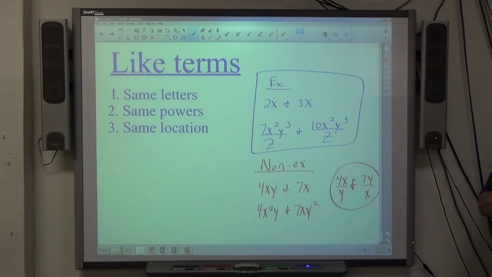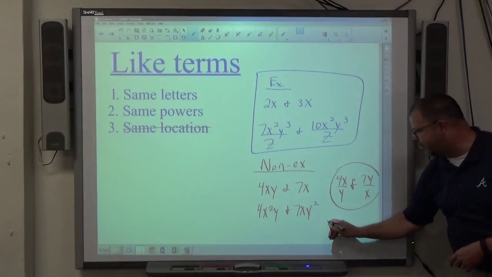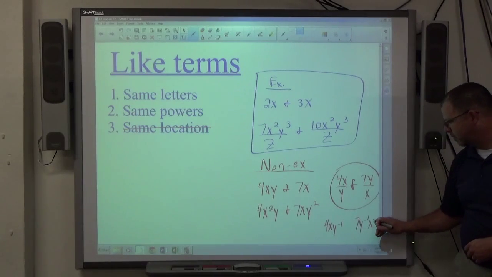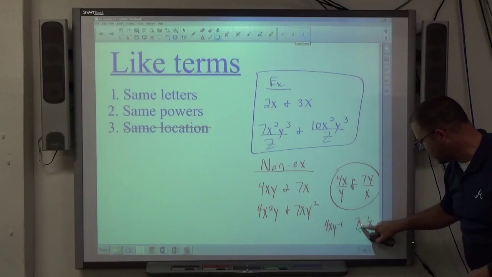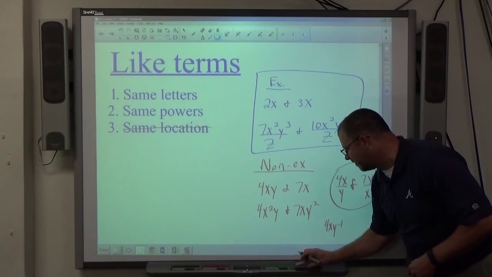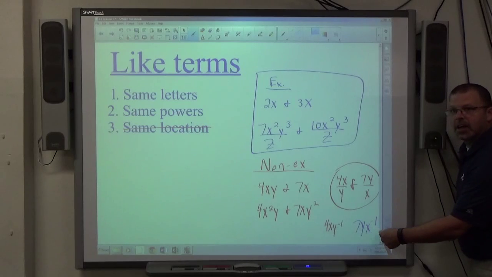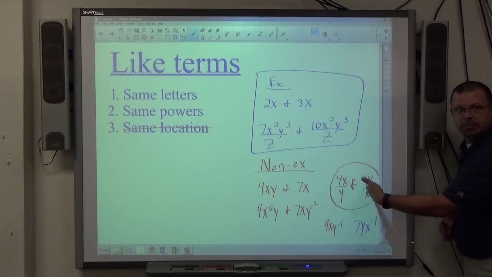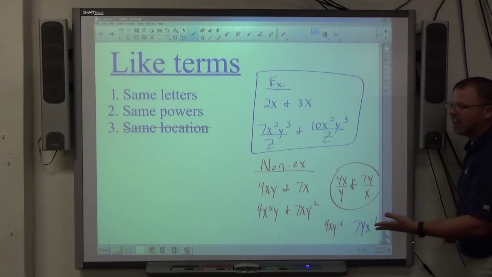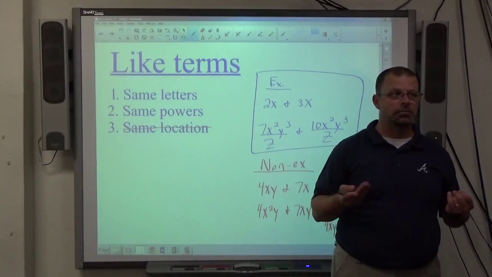If we want to get really technical about it, if we wanted to avoid this same location idea, this is actually 4x y to the negative first and 7y x to the negative first. I wrote that wrong. All right, let's try again. So this is actually x to the first, x to the negative first. The powers actually aren't the same. They look like they're the same, first, first, first, first, but this is actually negative first. So if you want to avoid the same location thing, if you just imagine everything as a positive or negative power, you can do that.